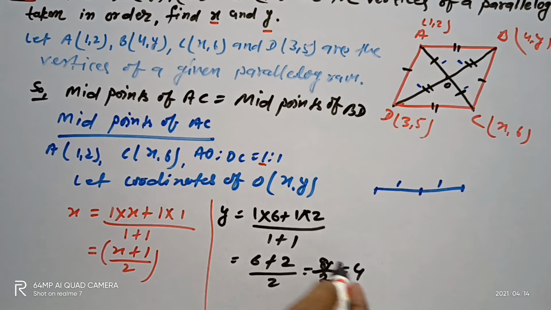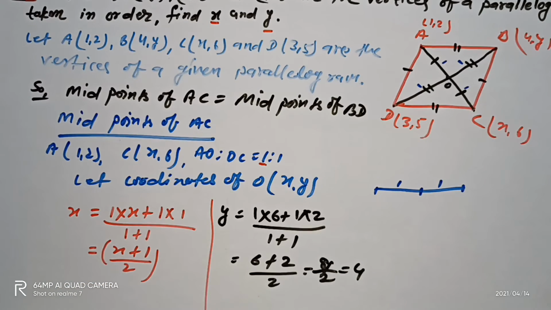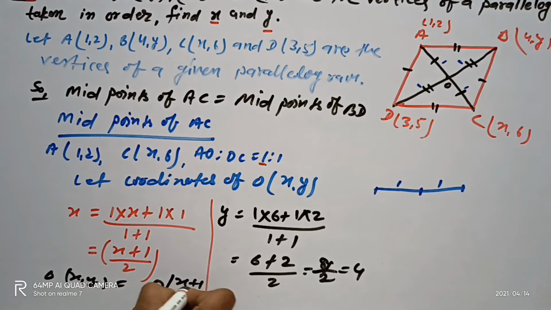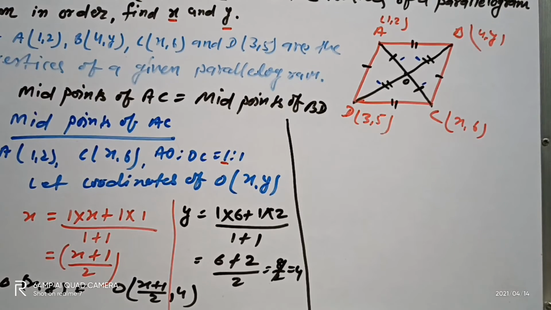So what we have got, y is equal to 4. The x value is given here now, no problem at all. So the midpoint, the coordinates of O, x and y we have to find. O coordinates we have got, x value is given already here, (x + 1) by 2, comma 4. So this is the midpoint we have got here now, no problem at all. Yes, so we are able to find it.